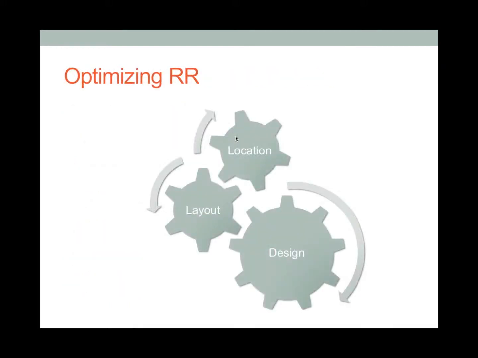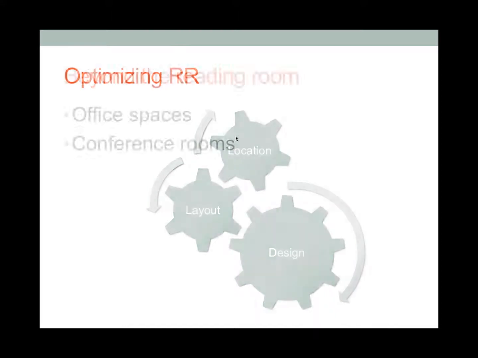So when it comes to optimizing the reading room, it's not just the location. First of all, you have to think about where it should be inside the building. And then within it, you have to think about the layout as well as the design. And within the design elements, there are other things that I mentioned, including noise reduction, that you have to consider. So it's more than simply nice looking workstations when it comes to optimizing the reading room.